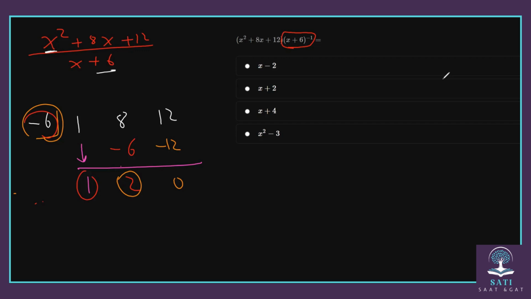So that means this is the answer. The 0 you cancel, the 2 you write as it is, and to the x you add what? You add x. So it's going to be x plus 2. This is the answer, and this is one way. Okay, can we solve it in another way?